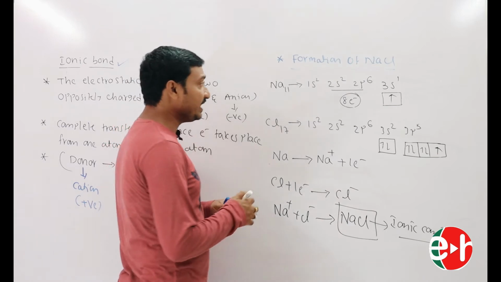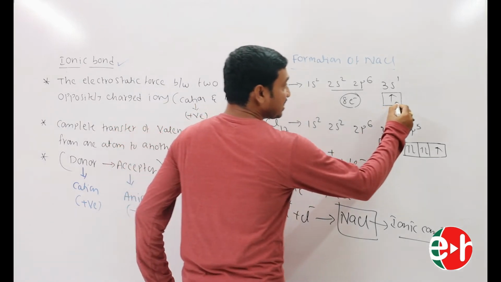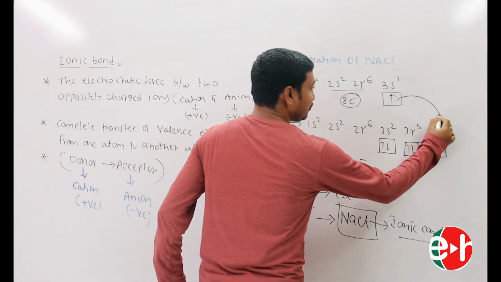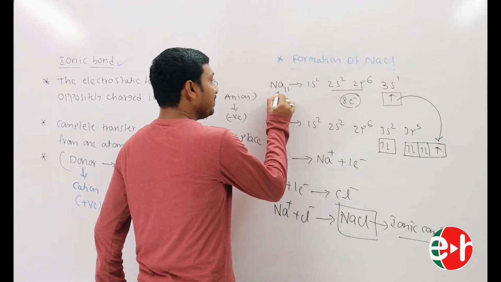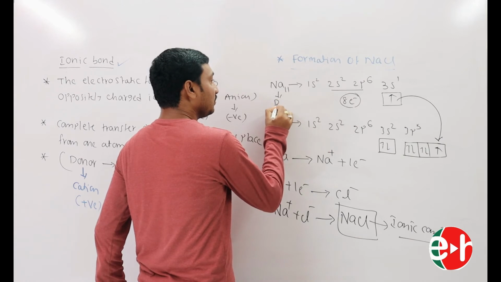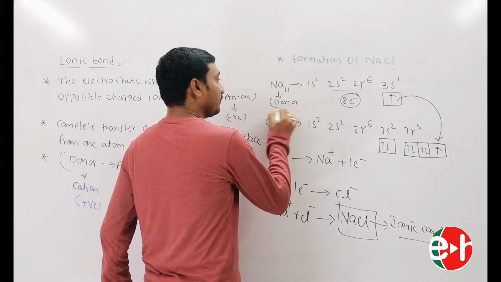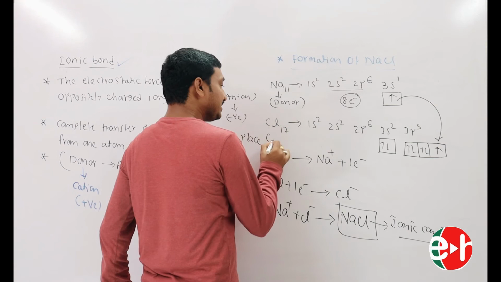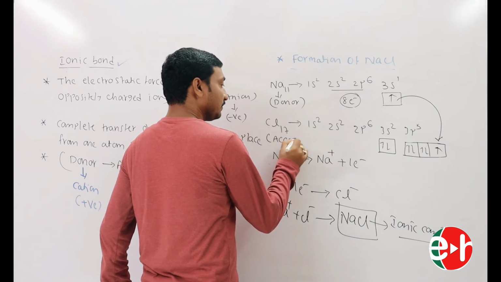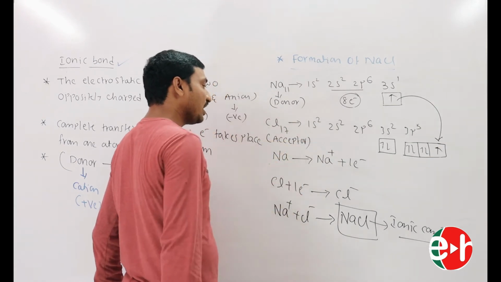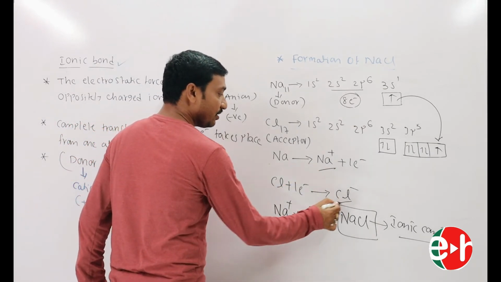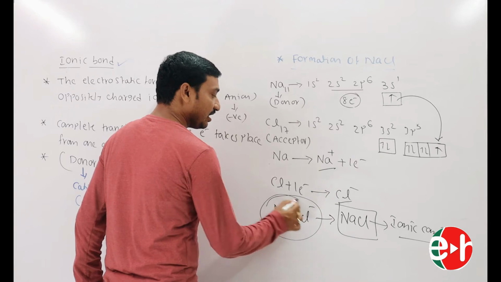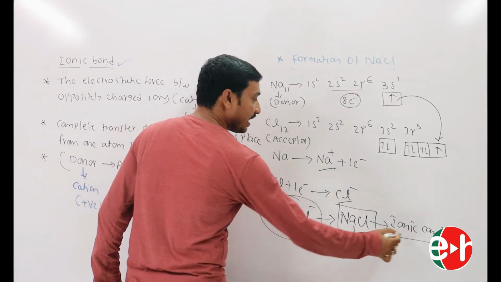Got it? So here what happened? Complete transfer of electrons takes place from one atom to another atom. So here sodium is donor and Cl is acceptor. Donor forms cation, acceptor forms anion, and the bond between cation and anion is known as ionic bond.